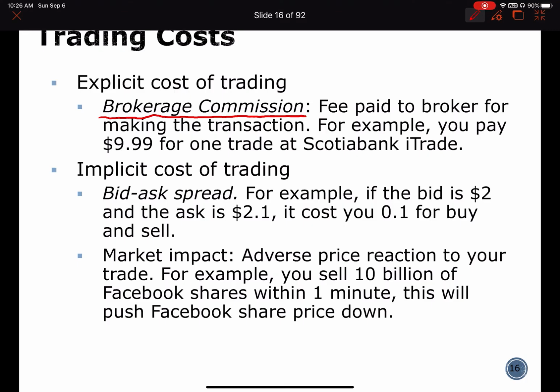The second important type of implicit cost of trading is market impact. As a small retail investor, market impact is generally not a concern to you. However, if you're a hedge fund, if you're a large asset manager, if you manage tens of billions of dollars of assets, then it's a very, very important concern to you. Now, first, what is the market impact? It basically means that if you sell too many shares, you will push the market price down, right? Just think about it. If you sell 10 billion shares of Facebook within 1 minute, then obviously it's just like a flood. You're flooding this stock market with Facebook shares. So this selling pressure will push the price down, right? It basically means if you sell a lot of Facebook shares, you will sell at a very low price.